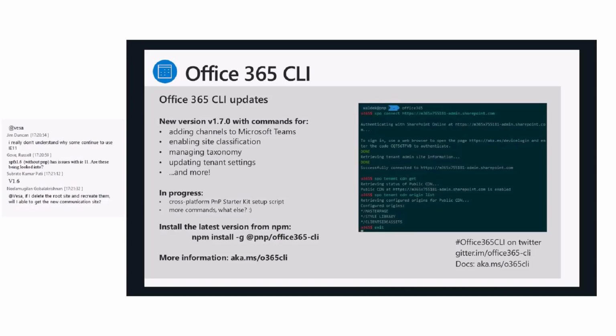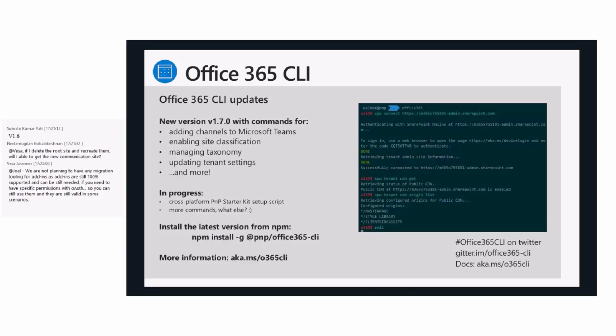So stepping in now, updates on the Office 365 CLI. We've got a new version out, 1.7.0, with commands for adding channels to Microsoft Teams, enabling site classification, managing taxonomy, updating tenant settings, and more. You can always see the release logs or the change log for this library. As well, in progress, the cross-platform PnP starter kit setup script, as well as more commands.